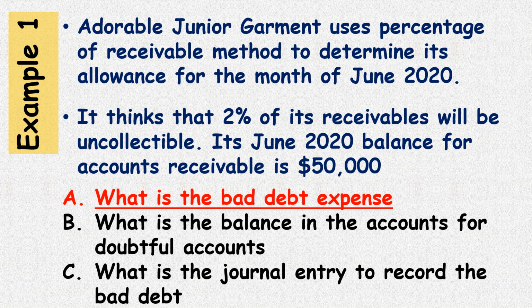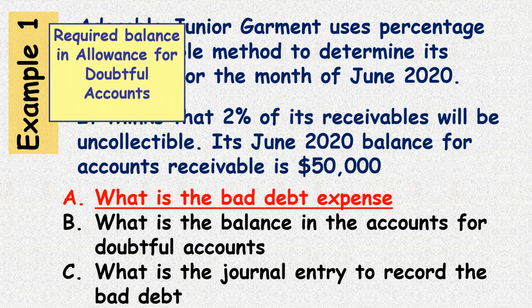Adorable Junior Garment uses the percentage of receivables method to determine its allowance for the month of June 2020. So on a monthly basis, this company wants to calculate the allowance for doubtful account. And it thinks that 2% of its receivables will be uncollectible. Its June 2020 balance for account receivable is $50,000. So we need to calculate the amount of bad debt expense for June 2020.